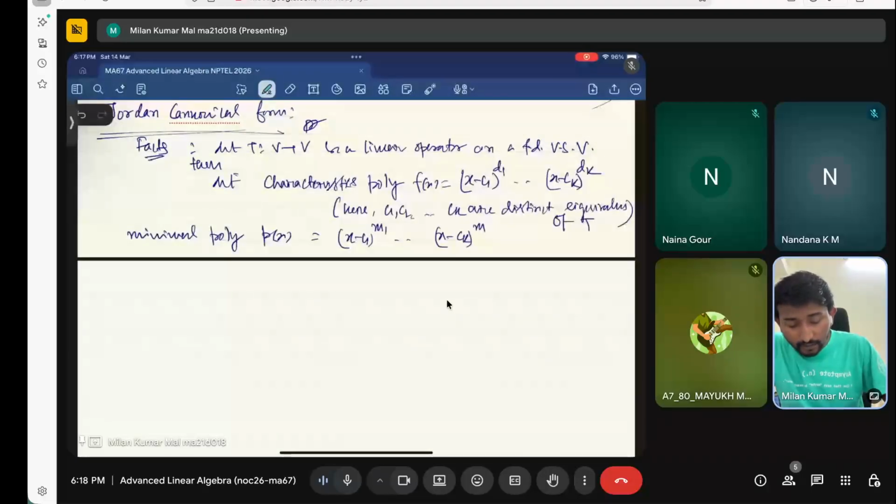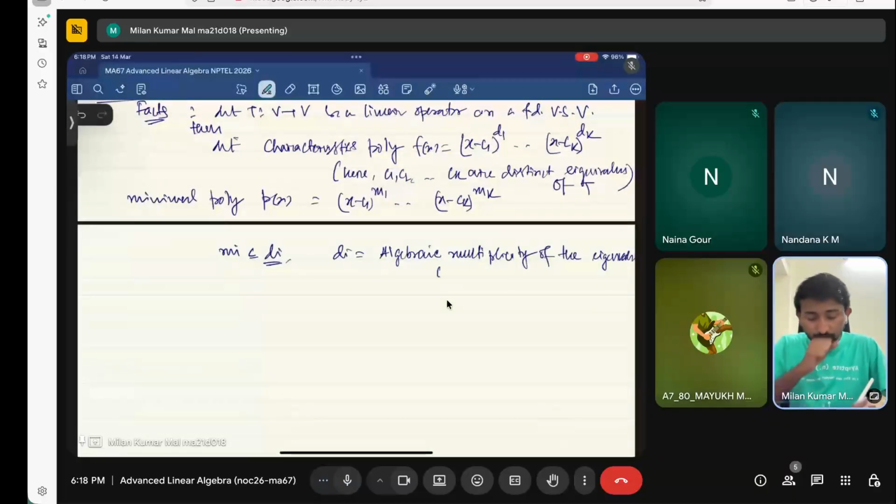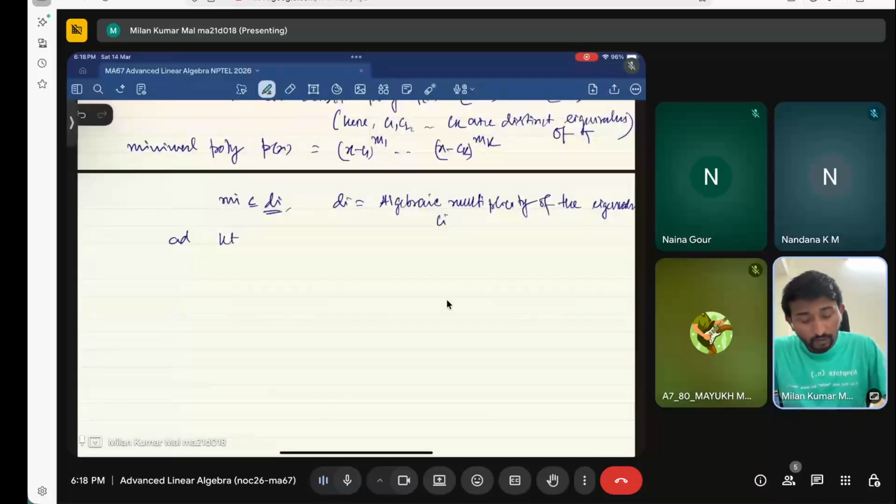di is called the algebraic multiplicity of the eigenvalue ci. And let, this is one of the important facts. But here is the one important fact.